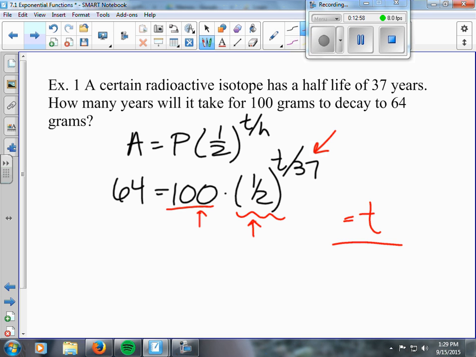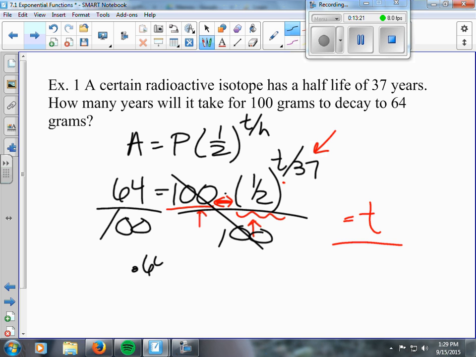Be very careful. This 100 is not allowed to multiply to the 1/2, because order of operations says you do the exponents before you multiply. And so the very first thing that you do is you divide by 100. So the very first step is divide both sides of the equation by 100. And so I get 0.64 equals 1/2 to the T over 37.